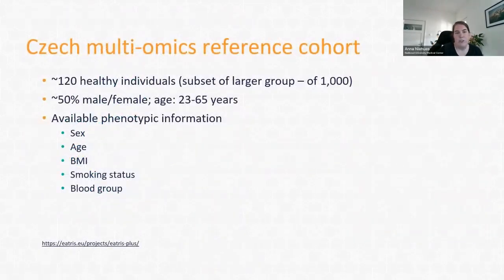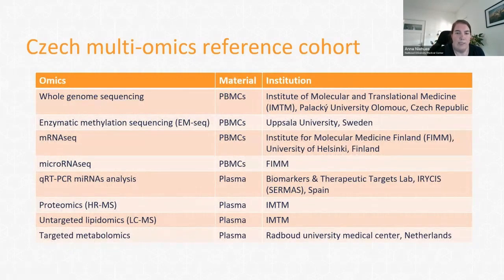And this Czech multi-omics demonstrator cohort that we use in this project consists of 120 individuals as a subset of the 1,000 healthy individuals from the biobank. They range in age from 23 to 65 and have a balanced male to female ratio. And this data set comprises a number of different omics data types, which are acquired at different sites across Europe. These include whole genome sequencing, DNA methylation sequencing, mRNA sequencing, microRNA profiling, proteomics, lipidomics, and metabolomics.